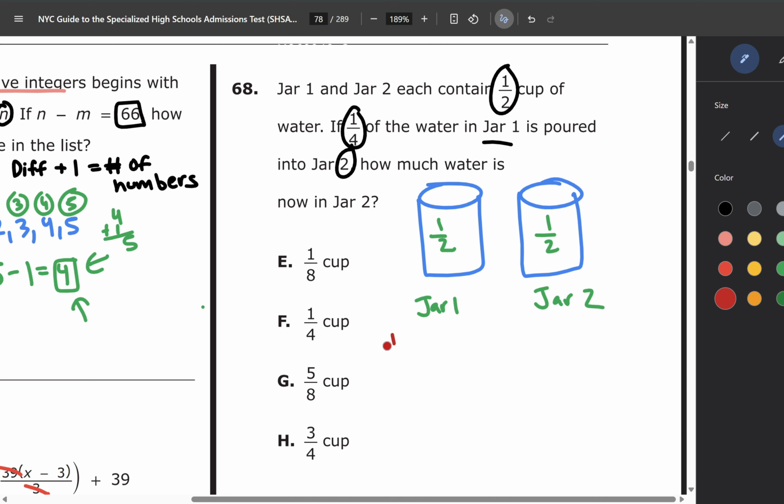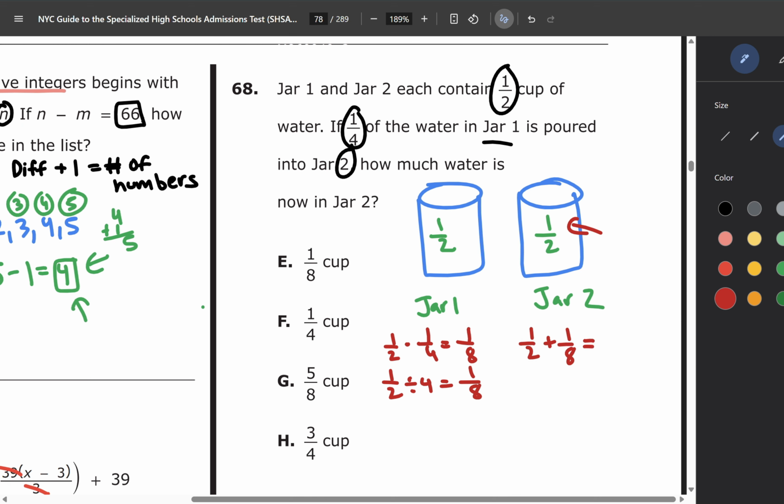So to find whatever is 1/4 of the water in jar 1, we can either do 1/2 times 1 over 4, which would lead us to 1 over 8, or we can just divide 1/2 divided by 4, which will also lead us to 1 over 8. What this basically means is that since 1/4 of the water in jar 1 is 1/8 cup of water, we're going to add 1/8 cup of water to the amount we have in jar 2. So 1/2 plus 1/8.